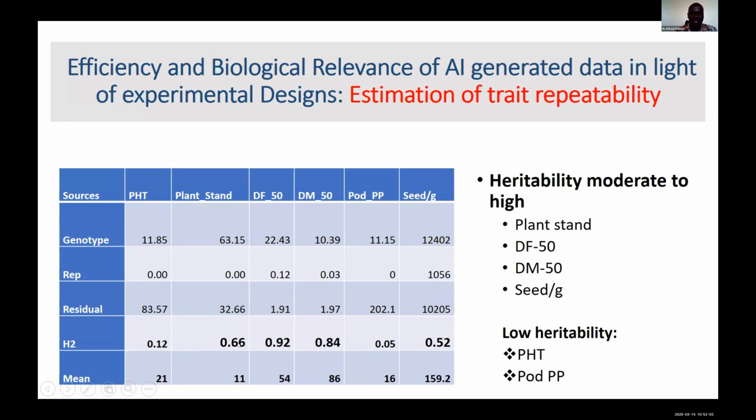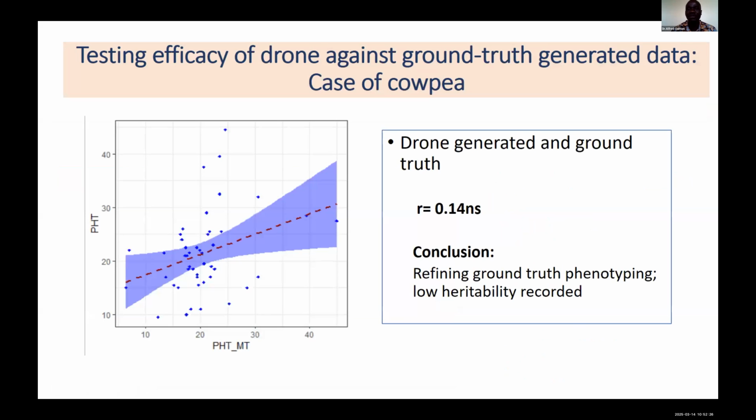So basically, looking at the heritabilities of these, you could see that some of these traits actually have quite good repeatability from this AI-generated data. But of course, we have plant height, which has low repeatability. And for cowpea, this is understandable given that the height above ground is not that much, and also because of the way some varieties grow, spreading and so on.